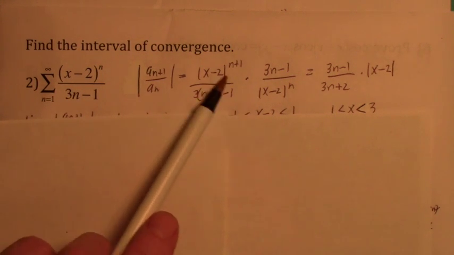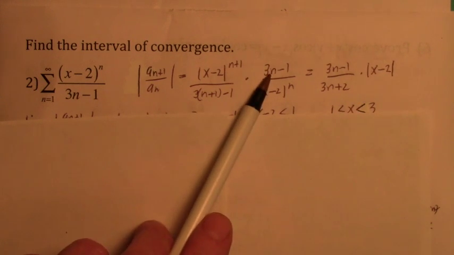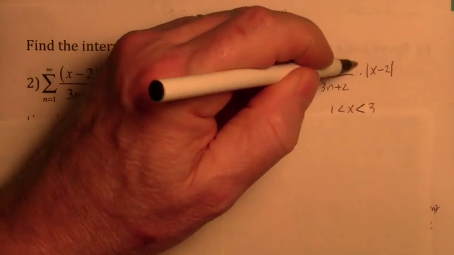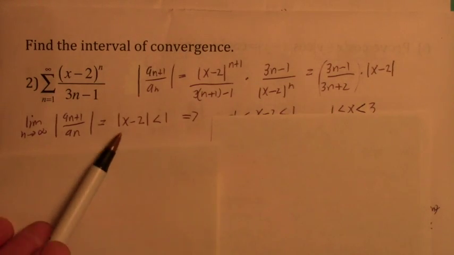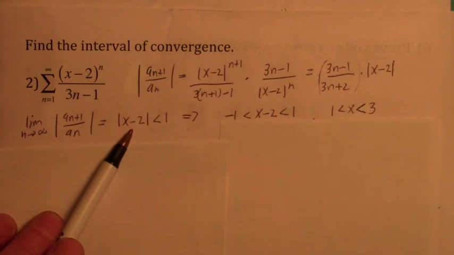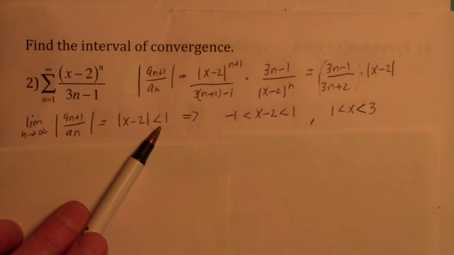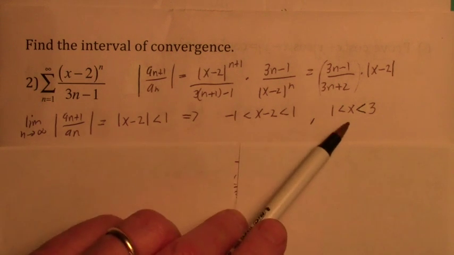When you simplify this part, you get the absolute value of x minus 2, and then this becomes (3n minus 1)/(3n plus 2). Now when you take the limit as n goes to infinity, you can see what's going to happen. This is going to get close to 1, and you have 1 times the absolute value of x minus 2, and it's going to converge by the ratio test as long as that limit is less than 1. Which means x minus 2 is between negative 1 and 1, or that x is between 1 and 3.